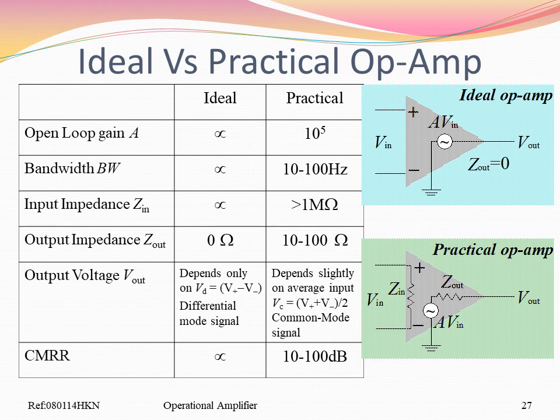Output voltage depends only on Vd equal to V plus minus V minus, the differential mode signal. In the ideal case, it does not depend on the average input, that is Vc equal to (V plus plus V minus) divided by 2, that is the common mode signal. Then CMRR should be infinite, and in practice it is 10 to 100 dB.